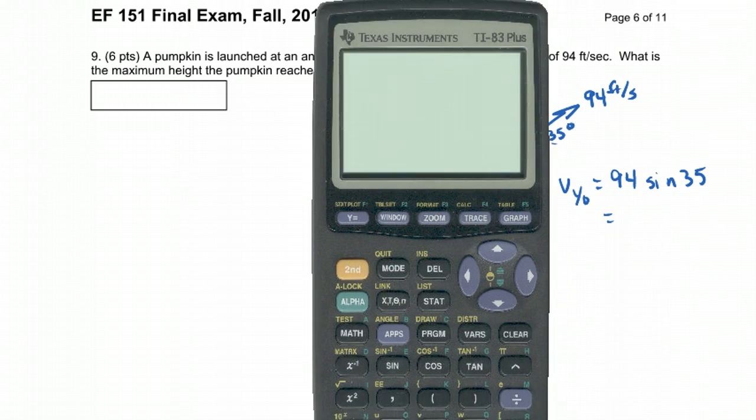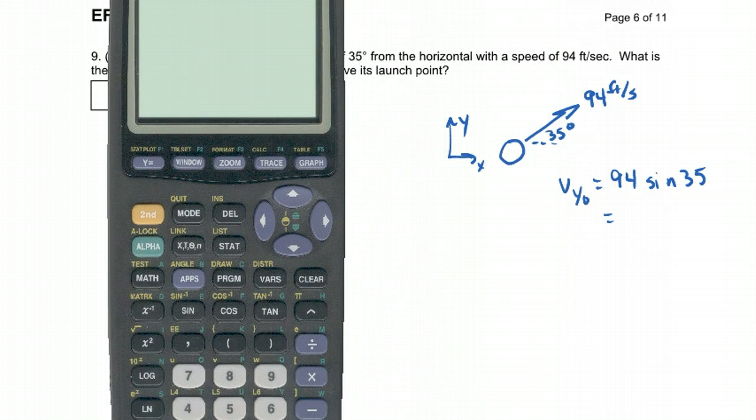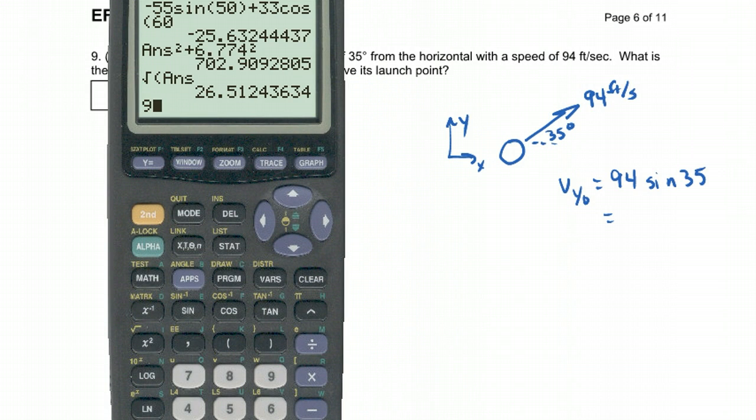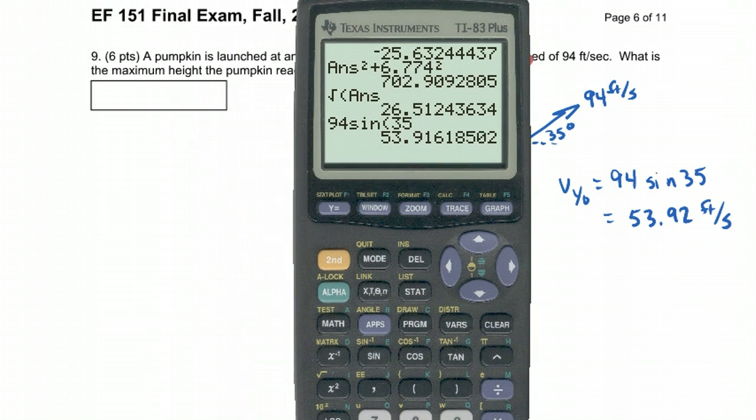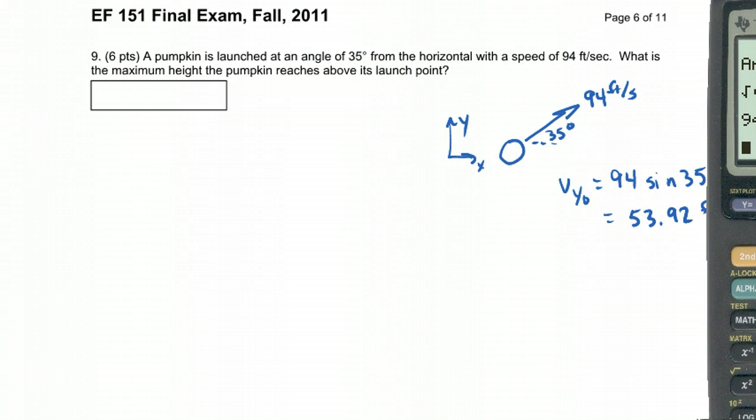Okay, that number comes out to be 94 sine 35, 53.92. Okay, now we can use a constant acceleration equation to look at where we are at a certain velocity.